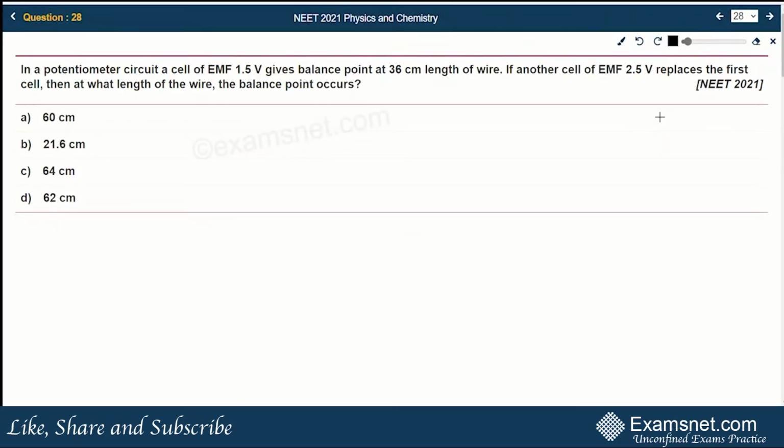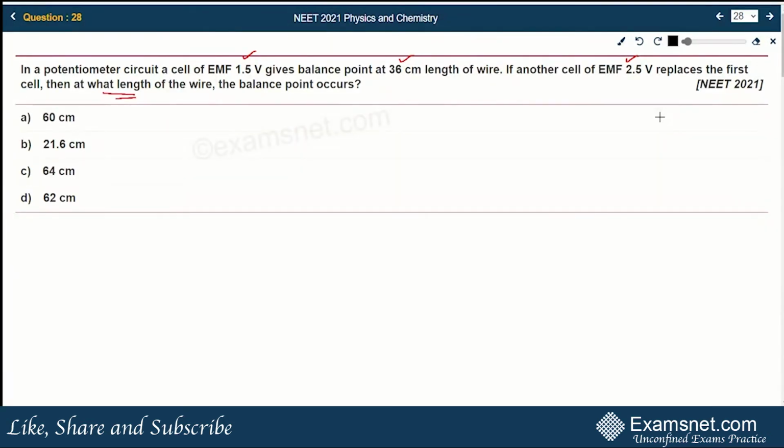Alright, now question number 28 is from the chapter Current Electricity. And the question is, in a potentiometer circuit, a cell of EMF 1.5 volt gives balance point at 36 centimeter length of wire. If another cell of EMF 2.5 volt replaces the first cell, then at what length of the wire the balance point occurs?